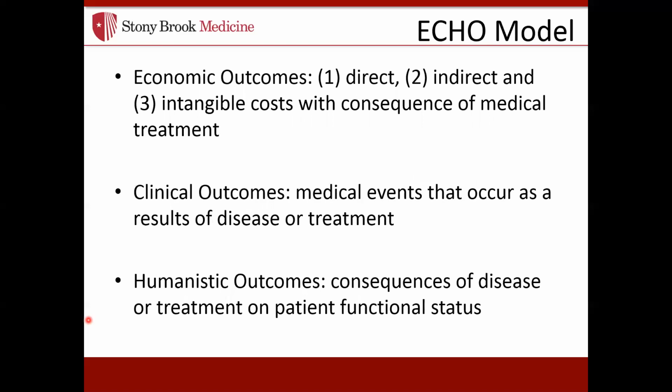An economic, clinical, and humanistic model is employed. Economic outcomes are looked at. So this is looking at direct, indirect, and intangible costs compared with the consequences of a medical treatment alternative. Clinical outcomes are medical events that occur as a result of a disease or treatment. Humanistic outcomes are consequences of the disease or treatment on a patient's functional status or their quality of life, measured along several dimensions. So it could be physical functioning, social functioning, general health perceptions, or their well-being.